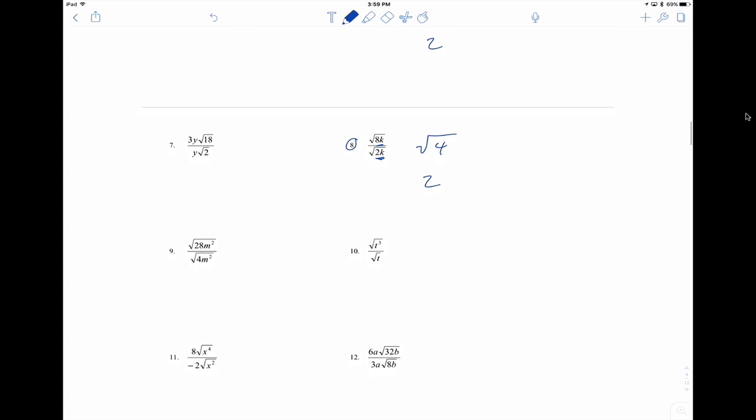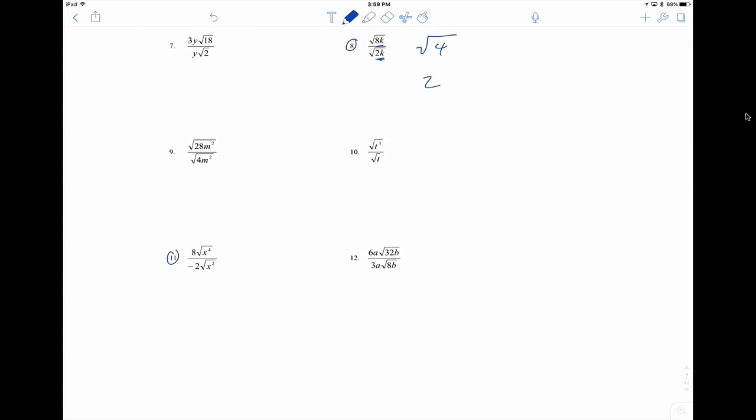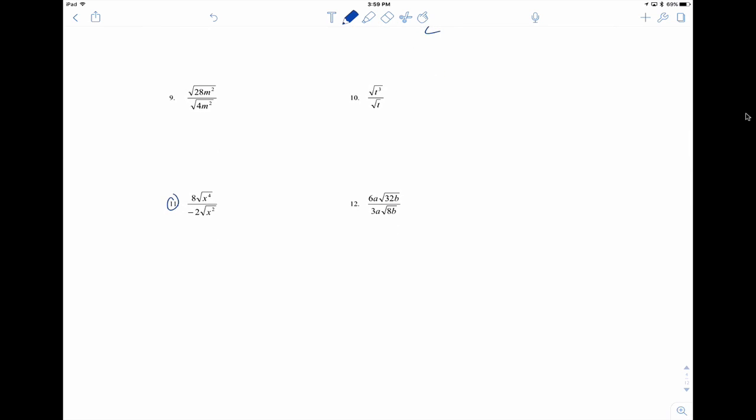And maybe just one more division, a little bit trickier. Minus 2 goes into 8 minus 4 times. Subtracting exponents, we get x squared. X squared is a perfect square. We bring out the x, minus 4x.